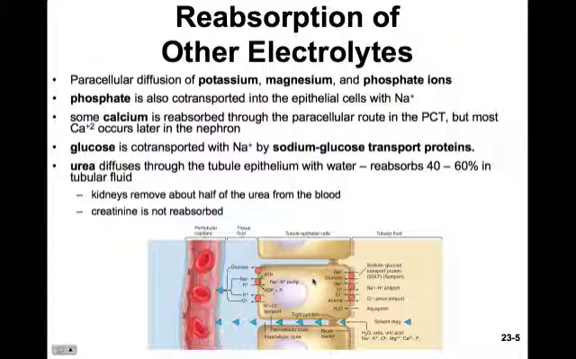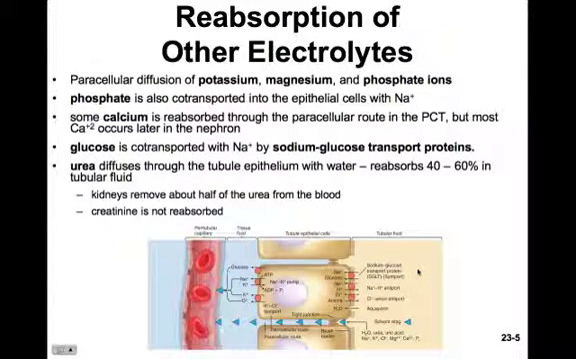And finally, we have urea. Urea is going to diffuse with water paracellularly between the cells. And here we'll see about 40 or 60% of the urea is going to be reabsorbed. We're going to see the kidneys only remove about half the urea from the blood. So here we will absorb a lot of urea, and then some will actually be reuptaken into the tubular fluid.